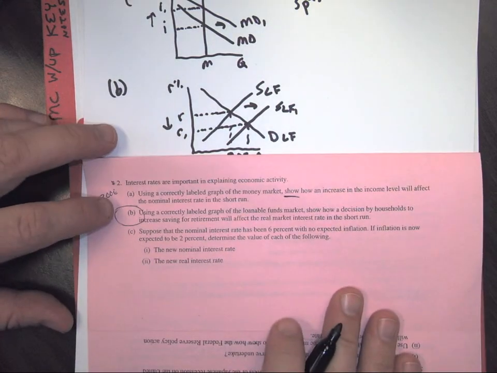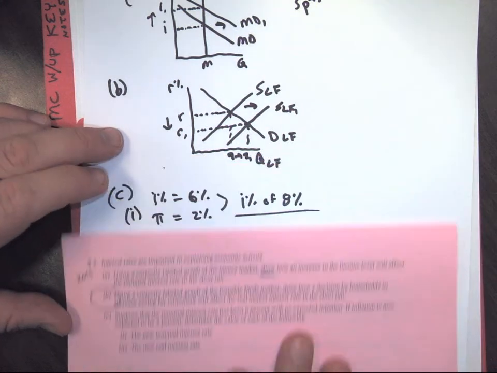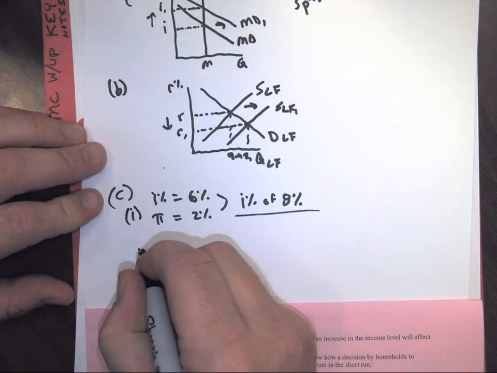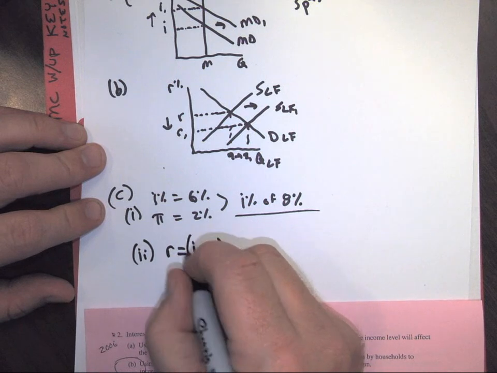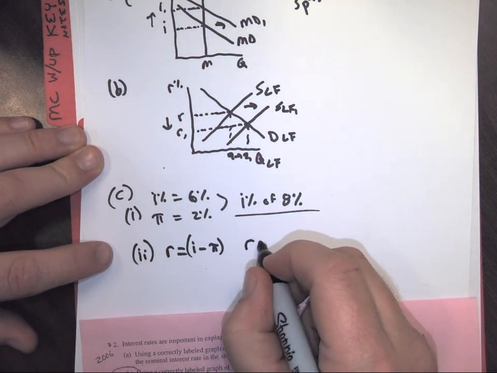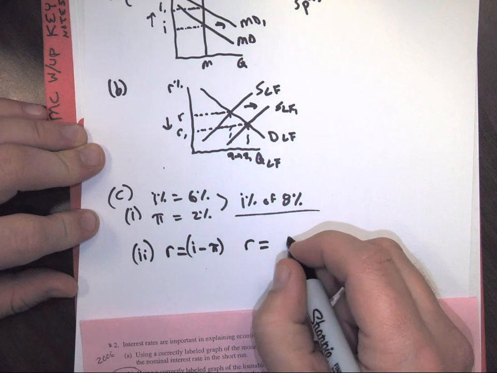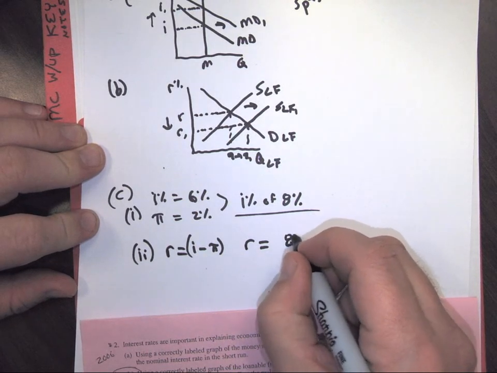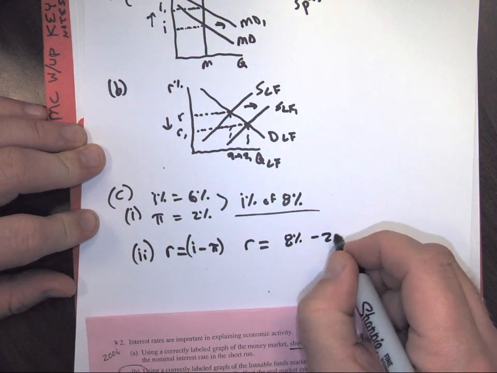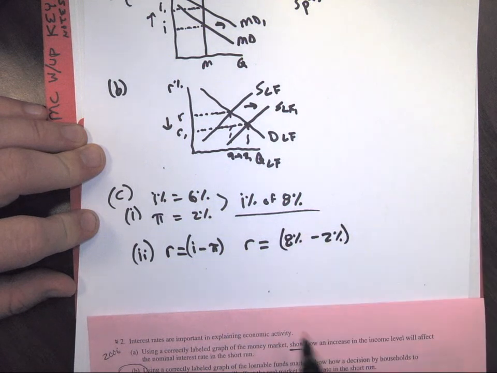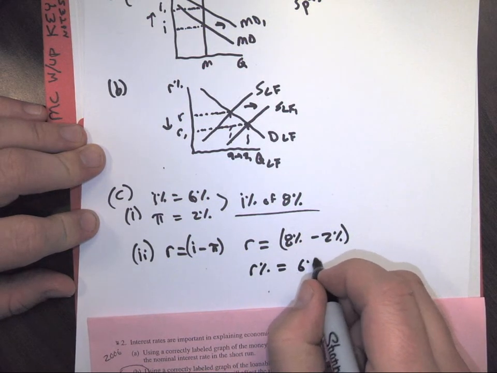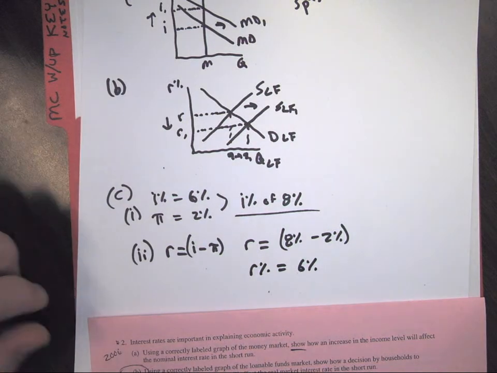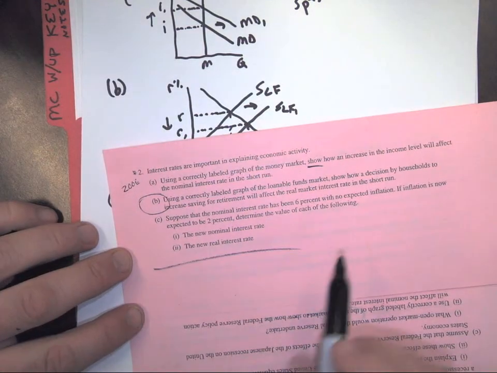So now what's going to happen to the new real interest rate? Well, we got to use our formula for the real interest rate. So r equals i minus pi. So let's plug everything in. r is going to equal our new nominal interest rate of 8% minus our 2% of inflation that was given to us in the problem. So the real interest rate is now going to equal 6%. Okay? And we are done. That's a short question.